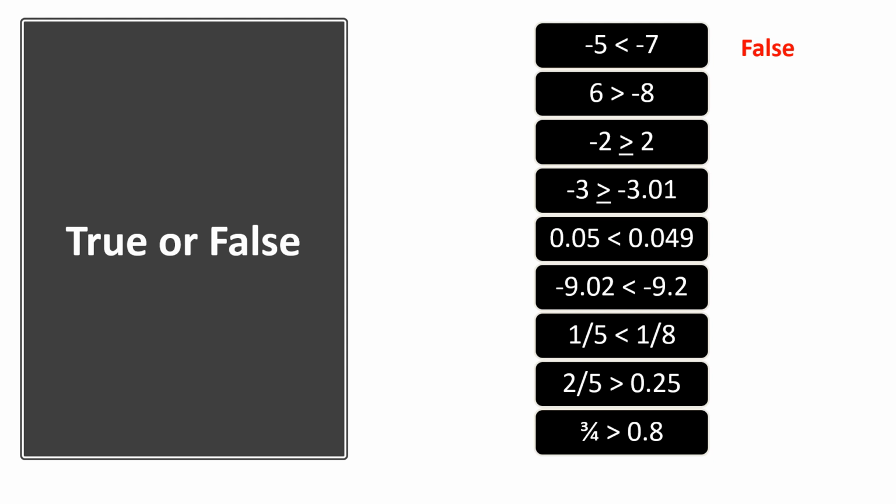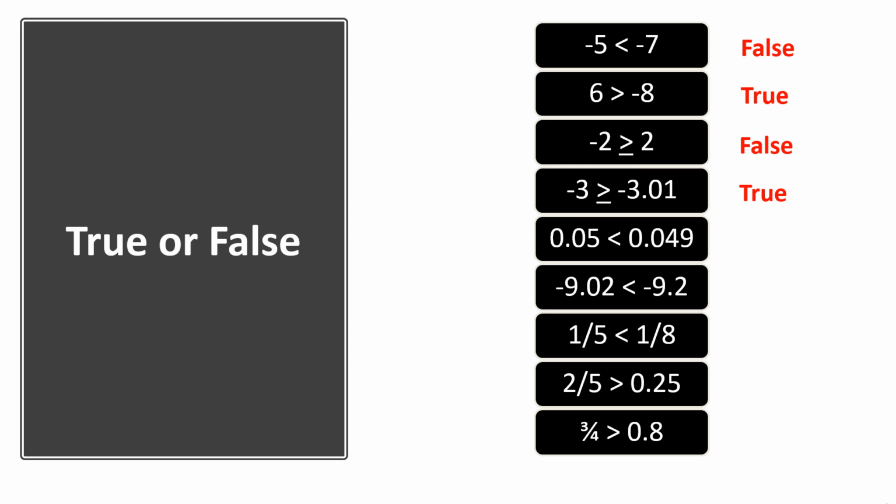6 is greater than -8. That is correct. -2 is greater than or equal to 2. Well, that is false. Negative 2 is less than positive 2. Negative 3 is greater than or equal to negative 3.01. So which number is more to the right? Well, that would be negative 3. And since negative 3 is more to the right than negative 3.01, it is larger. This symbol is stating that it is larger. This is a true statement.